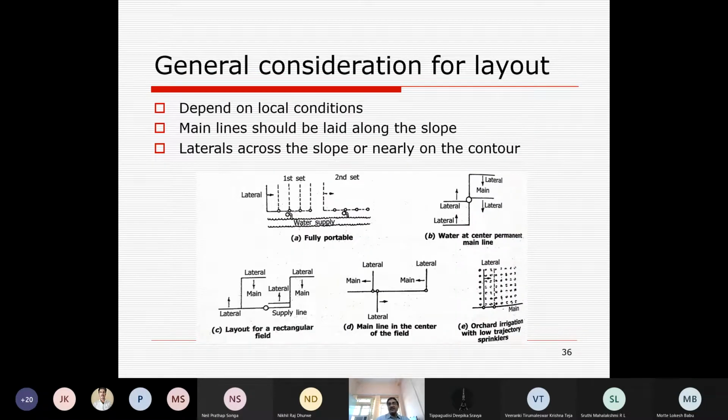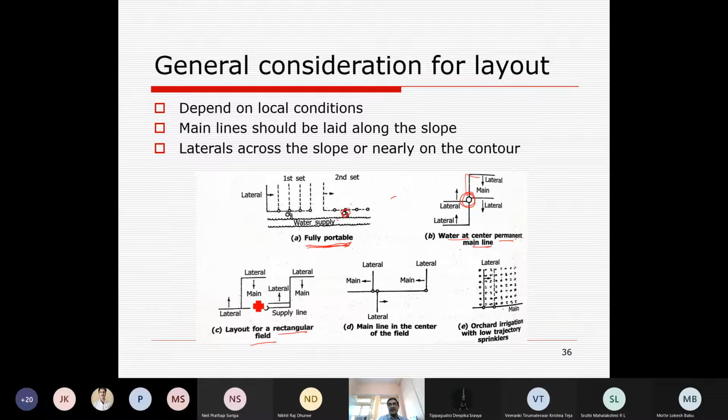Now, general consideration for layout, what I told earlier. Suppose, for example, a fully portable system, portable sprinkler system. So this is every set which is moving from one place to another place, and we have a water supply everywhere, we have a hydrant. Simply we need to connect this lateral to apply the water through a sprinkler system. So it is a fully portable system. Sprinklers could be, say, with a center permanent main line. Up to here we have four lines and it is supplying. So it is a partial portable condition.